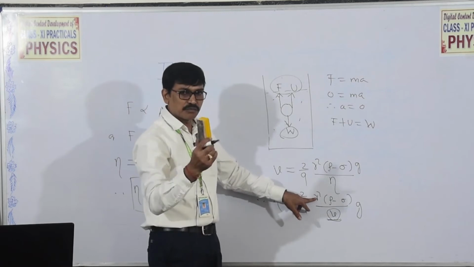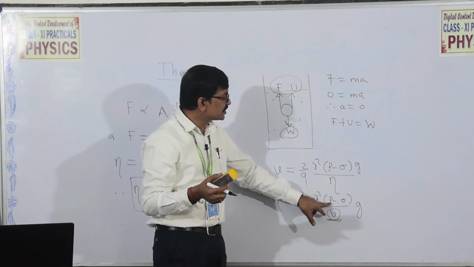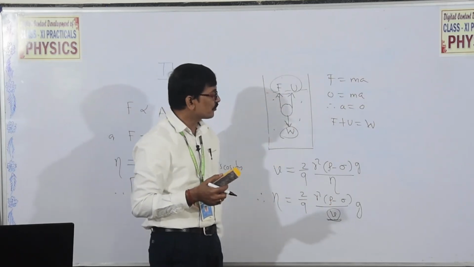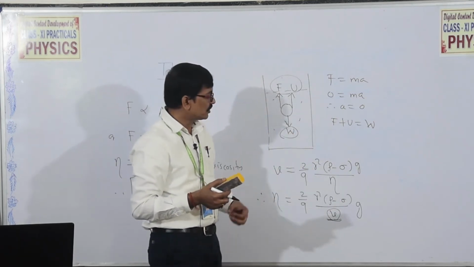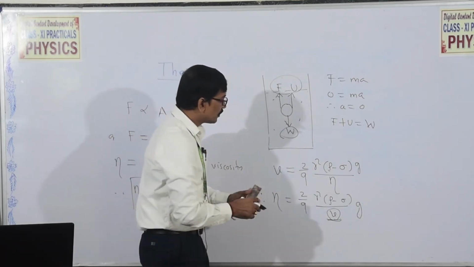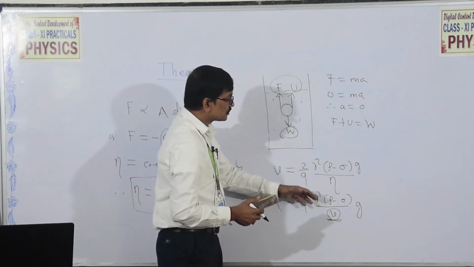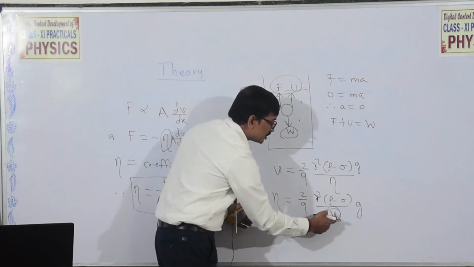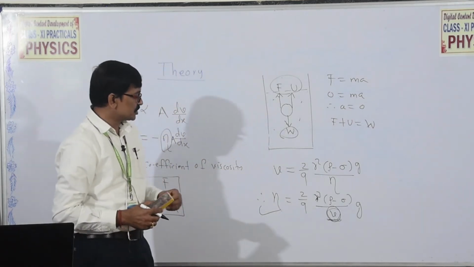Radius of the spherical ball, we can measure with the help of screw gauge, and rho means density of the solid body, that is the spherical body, and sigma is the density of the liquid through which the spherical body moves, and the acceleration due to gravity is 9.81 meter per second square. R is found out by the screw gauge and other things are known. After measuring the terminal velocity, you can measure the coefficient of viscosity of the liquid. This is the working formula.